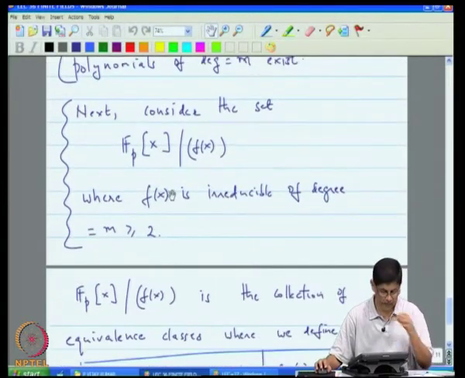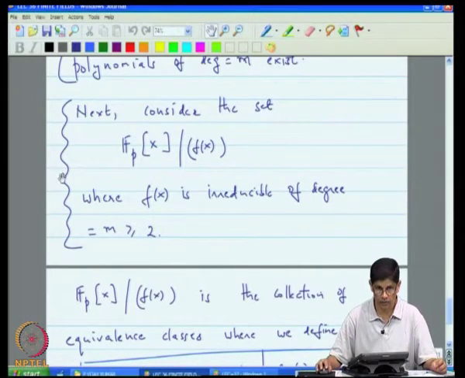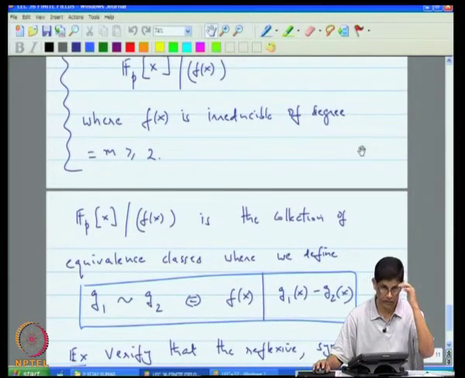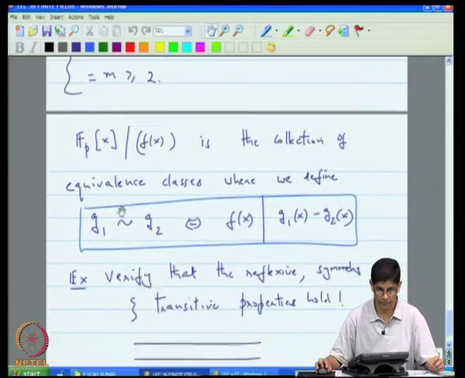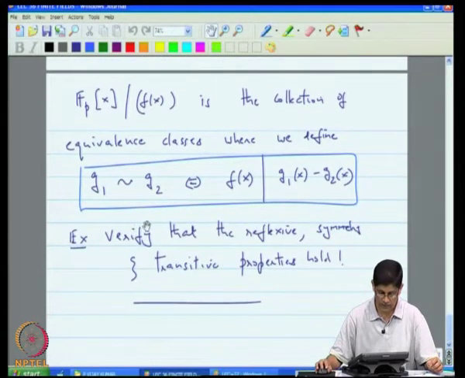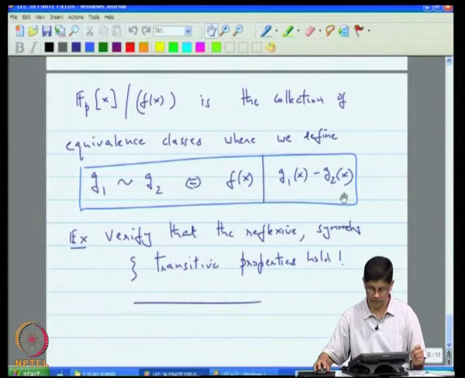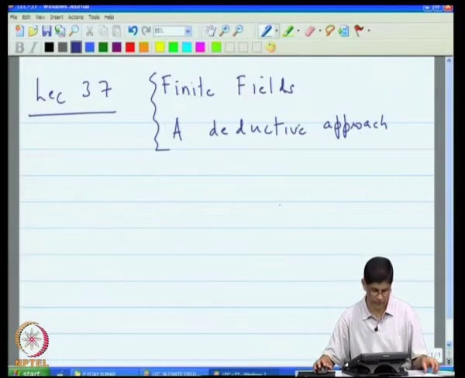Then we consider the following construct: we consider the set of all polynomials over the integers modulo p, and we go modulo f of x, where f of x is irreducible of degree equal to m. At the end of the last class I told you that if you go modulo f of x, this is a collection of equivalence classes where we define g1 equivalent to g2 if f divides their difference. So this is where we will pick up the discussion.